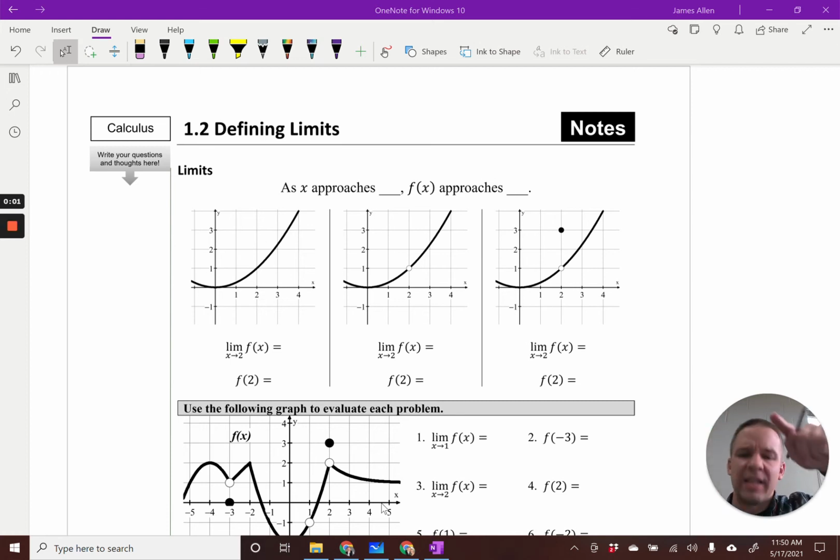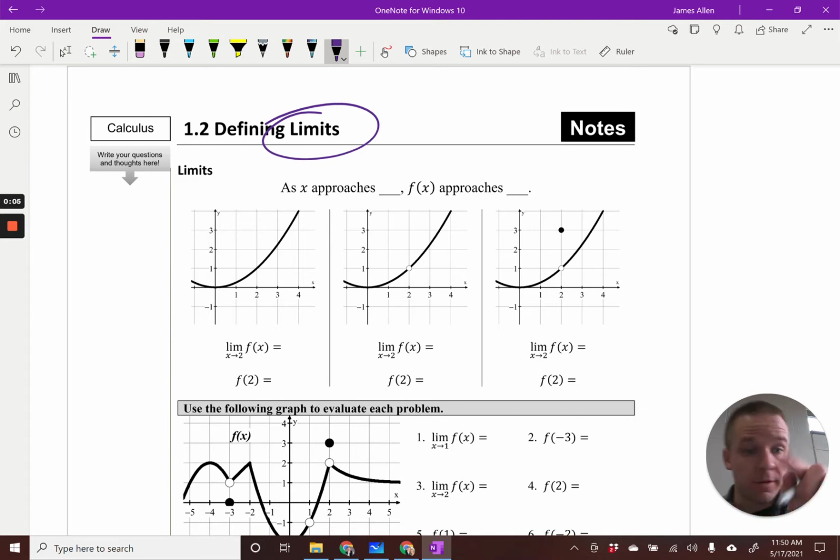It's time to take it to the limit. Limits. Math joke of the day. All right. Moving on. Let's do this.